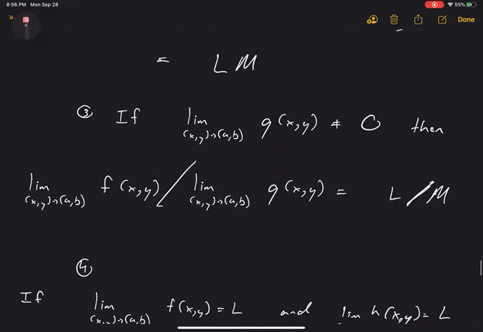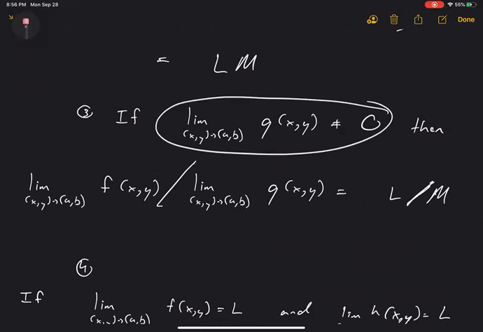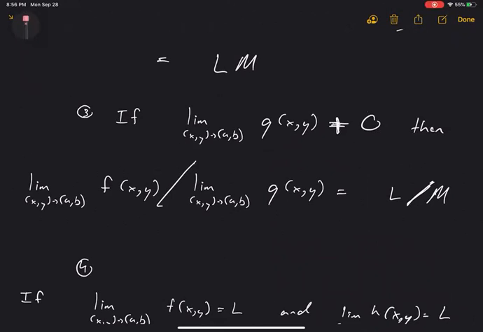And division, can we say the same thing for division? Yes, if I divide f by g, that's going to be equal to L over m, as long as this limit does not equal 0. Okay, if that limit is equal to 0, we have to look much more carefully.